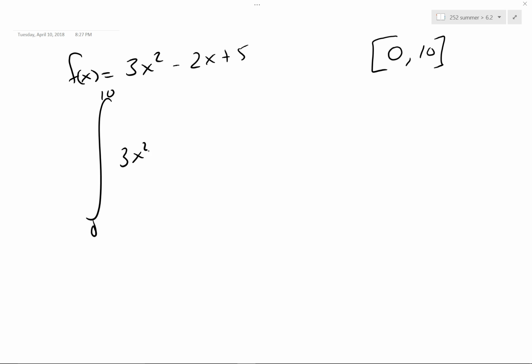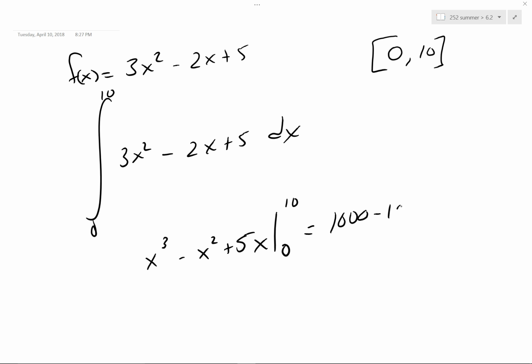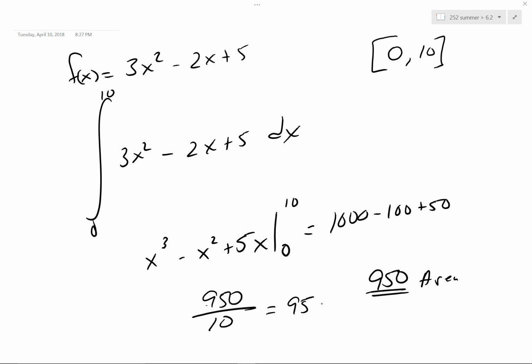It'd be 3x squared minus 2x plus 5 dx, which of course is x cubed minus x squared plus 5x from 0 to 10. So that'd be 1,000 minus 100 plus 50. And of course, 0 on the bottom end, that'd be 1,000. And no, it wouldn't be 950, wouldn't it? 950. Nice. That is the area. Well, that's cool. What if I take the area, 950, and divide it by 10? I would get 95. This is the average height.